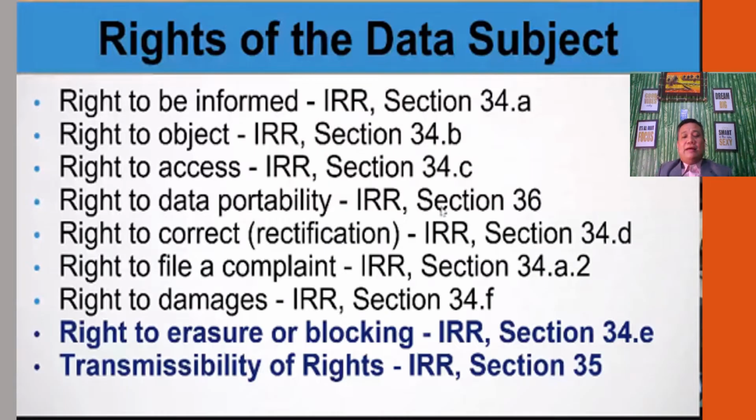If you want to know the details about the rights of the data subject, of course, we need to consider the right to be informed, that is IRR Section 34.A. Right to object. So, if you don't want to give some data or information for some reason, that is under IRR Section 34.B. Right to access, of course, the right to access your records and so on, IRR Section 34.C. Right to data portability, IRR Section 36. Right to correct or rectification, IRR Section 34.D. Right to file a complaint, you have a right to complain, IRR Section 34.A.2. Right to damages, IRR Section 34.F. And right to erasure or blocking, IRR Section 35. And transmissibility of rights, IRR Section 35.